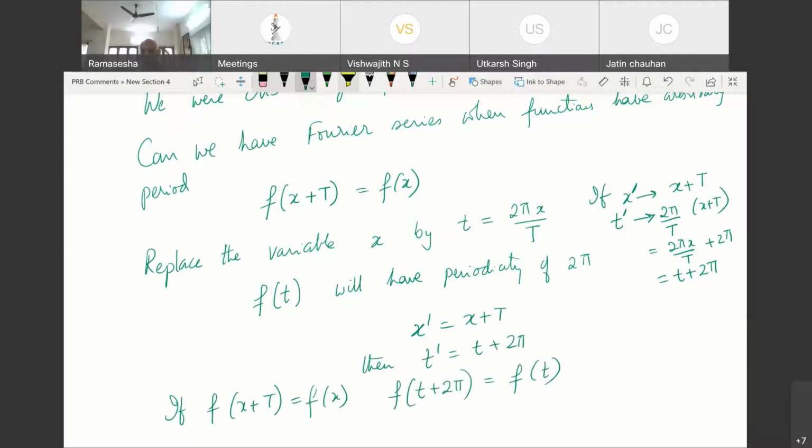it's just a matter of scaling the variables. So instead of having a periodicity T, you call the periodicity to be 2π. Okay, if you say that, then you are scaling the variable from x to t equal to 2πx by T, because t is going from 0 to 2π. Is this point clear? Yes, sir. Okay, so let me proceed.